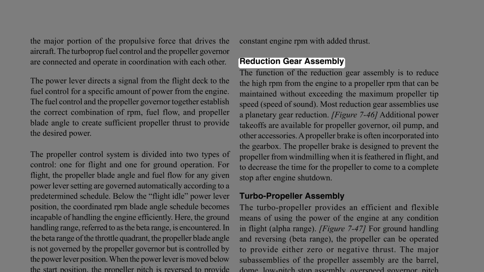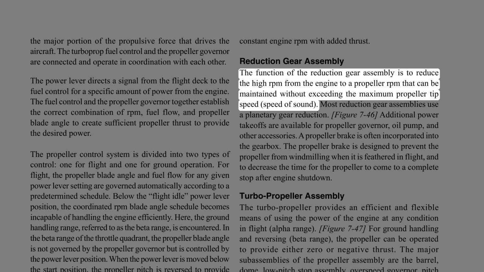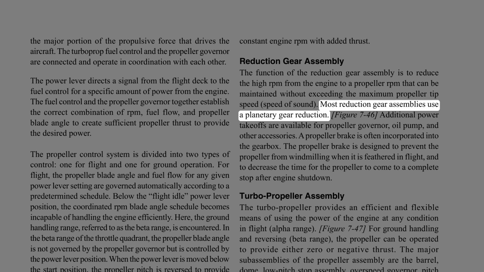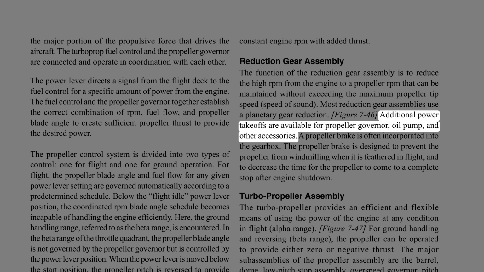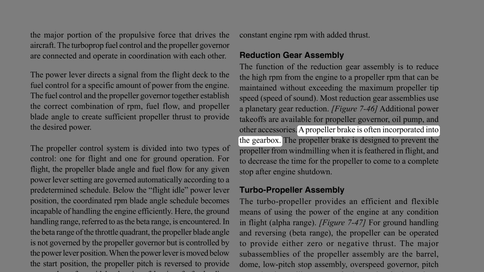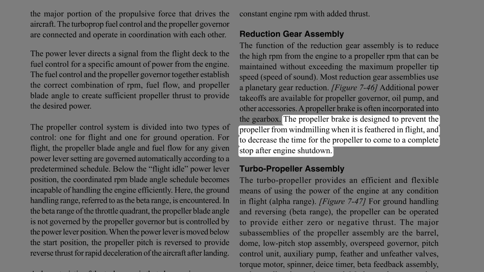Reduction gear assembly. The function of the reduction gear assembly is to reduce the high RPM from the engine to a propeller RPM that can be maintained without exceeding the maximum propeller tip speed, the speed of sound. Most reduction gear assemblies use a planetary gear reduction. Additional power takeoffs are available for propeller governor, oil pump, and other accessories. A propeller brake is often incorporated into the gearbox. The propeller brake is designed to prevent the propeller from windmilling when it is feathered in flight, and to decrease the time for the propeller to come to a complete stop after engine shutdown.